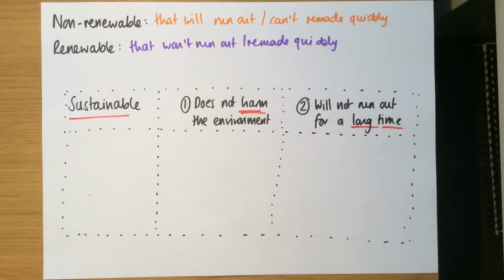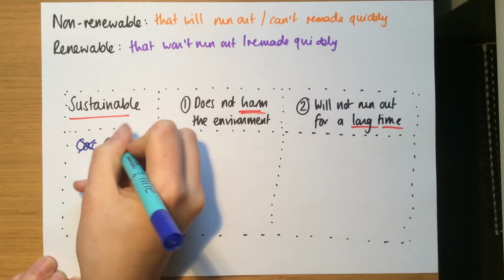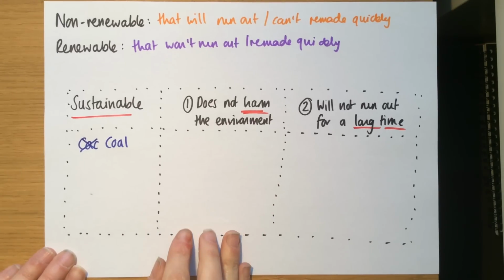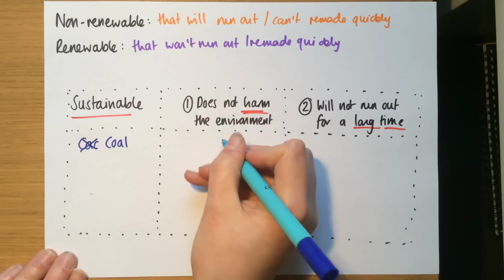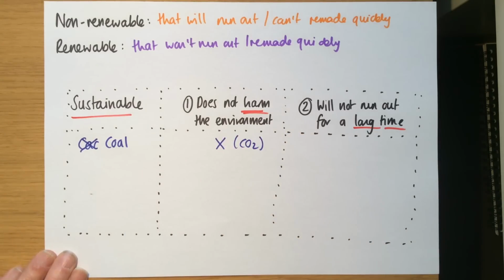So let's look at a couple of examples. Let's do a really easy example to start with. We're going to start with coal. Coal. Okay. Now coal, when you burn it, it produces CO2, carbon dioxide, and that is a big problem with the greenhouse effect. Have a look at the videos about the greenhouse effect if you need to recap on that. So we can't say that coal doesn't harm the environment, because when we burn it, it produces CO2. And that is a big issue.